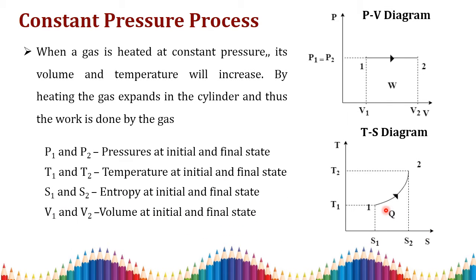Here, as I already discussed, these are the initial and final states. P1 and P2 are the pressures at the initial and final states, T1 and T2 are the temperatures, and S1 and S2 are the entropies. V is your volume. Here it exhibits work done and heat transfer. The basic thermodynamic properties are pressure, volume and temperature, so based on that we are going to derive a relationship between pressure, volume, temperature, and some of the basic thermodynamic parameters for the constant pressure process.